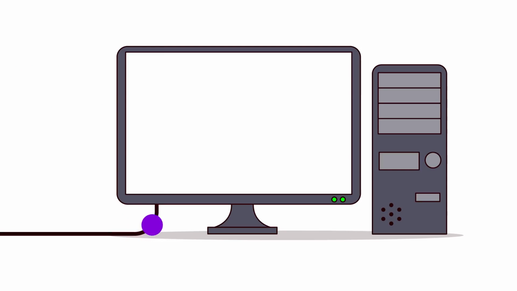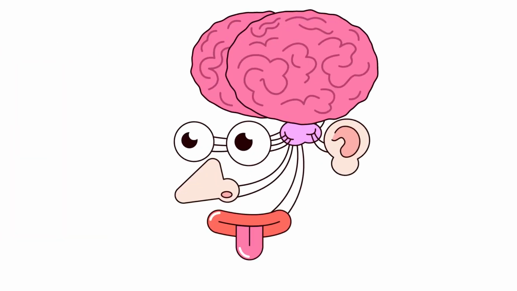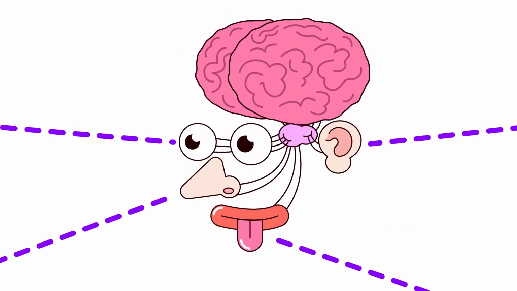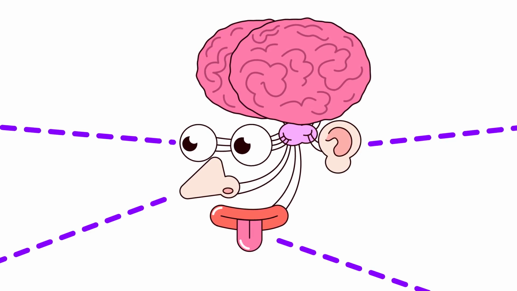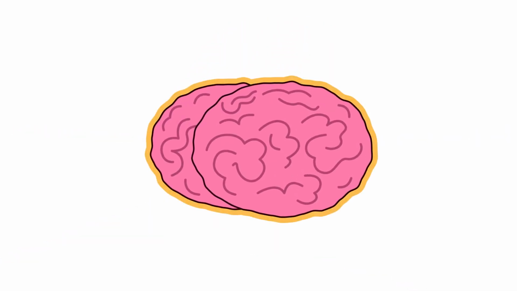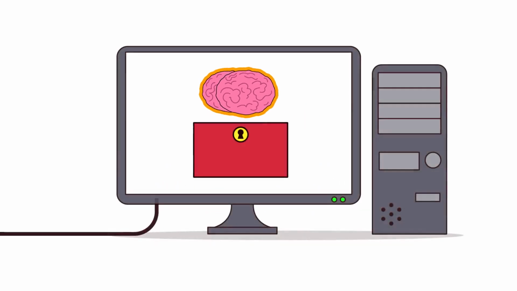Once you've input the information, the computer makes decisions and organises it, a bit like how our brain handles information that we gather through our senses. This is called processing. Your brain also stores information for use later on. It's no different for a computer. The information is stored in a computer's memory.